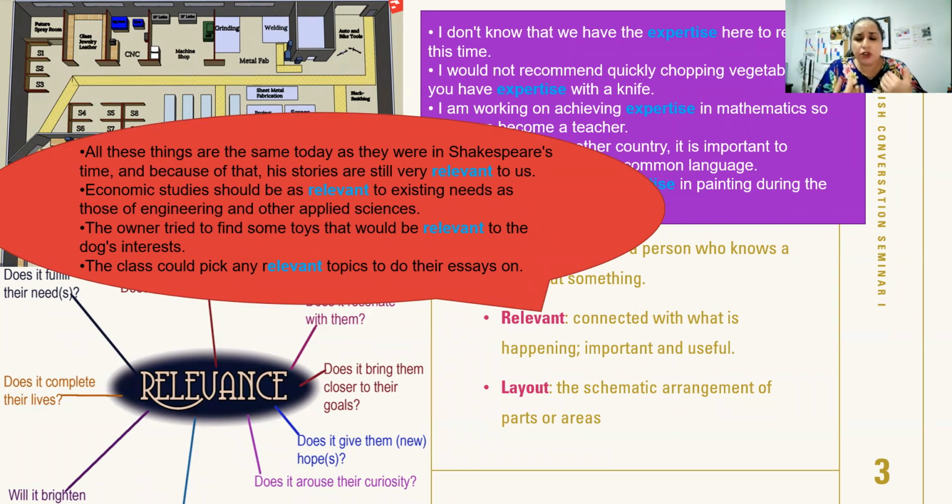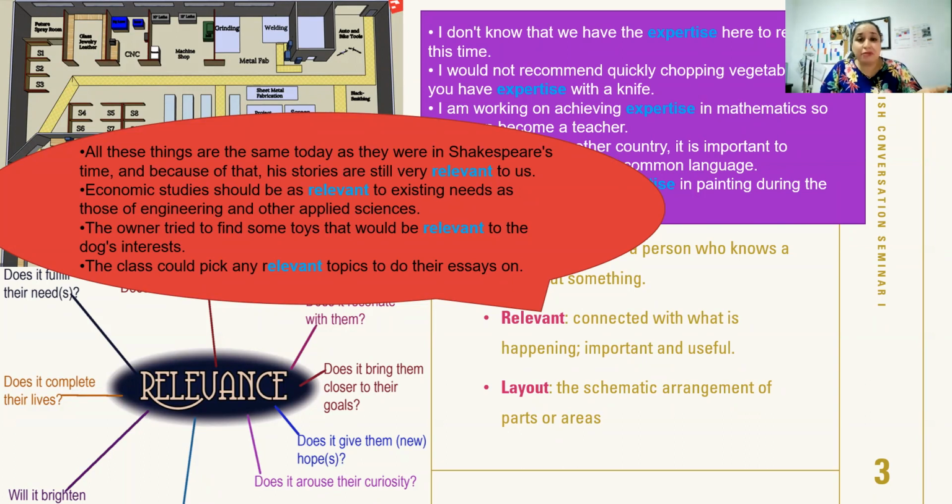Everyone should have studies in economics. It's important because once you finish, you start earning money and spending money, but you don't know what to do with it. So it should be relevant for every study. What I'm recommending to you is to start reading about it, get some books and get the expertise that you need on that. Another example: the owner tried to find some toys that would be relevant to the dog's interest.